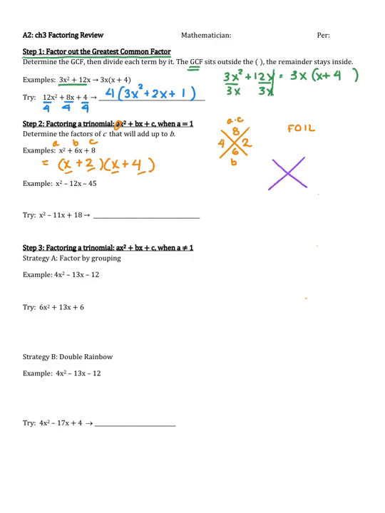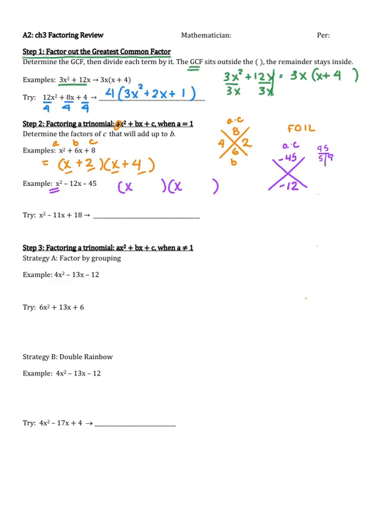If you have negatives involved, it's still the same process. So a times c is going to be a negative 45. That's our a times c, the first and the last term. Middle term is going to be a negative 12. And so we know, because the first term is x squared, the only way to get that is x times x. How can you get a negative 45? Well, we look at factors of 45. We have 5 and 9.